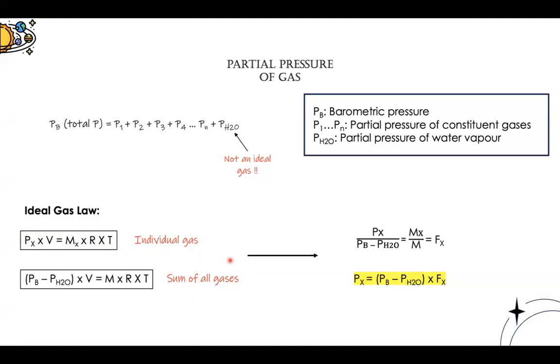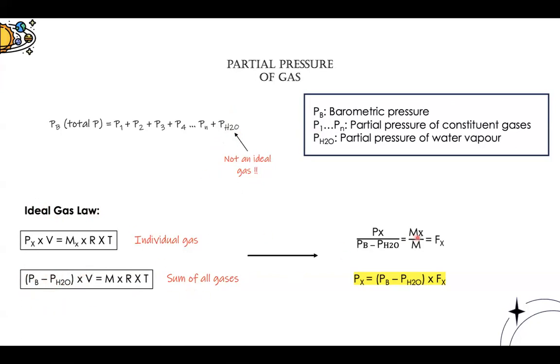Now, for total gas, for the sum of all these gases, for example the sum of all atmospheric gases, you use this equation instead. This is PB, which is barometric pressure, and you subtract the partial pressure of water vapor. Now, why do you do that? Because this is the ideal gas law, right? And water vapor is not an ideal gas. You don't need to know why, but it's just not an ideal gas. So you have to subtract it.